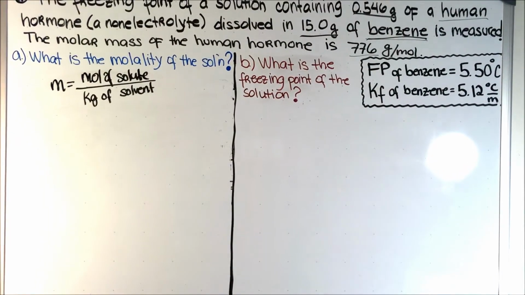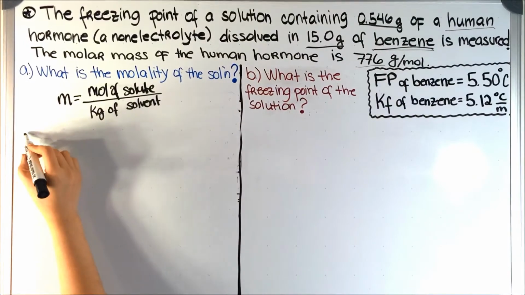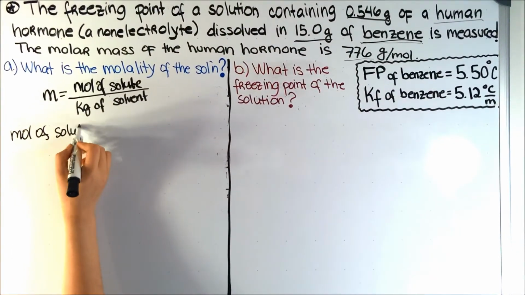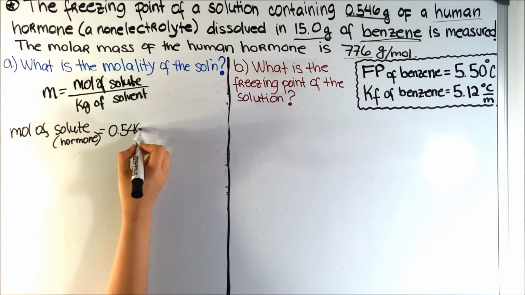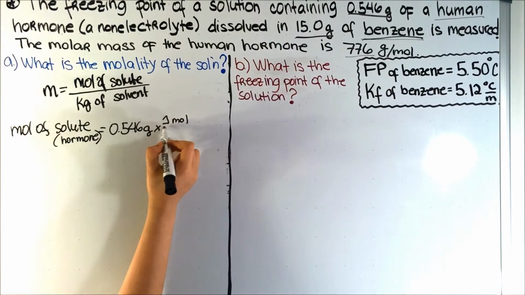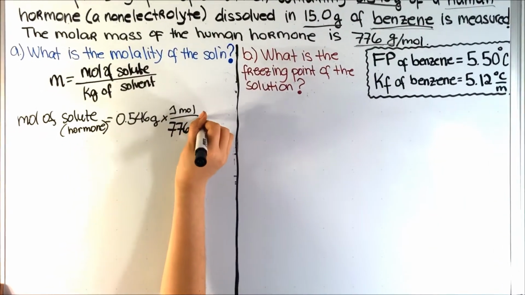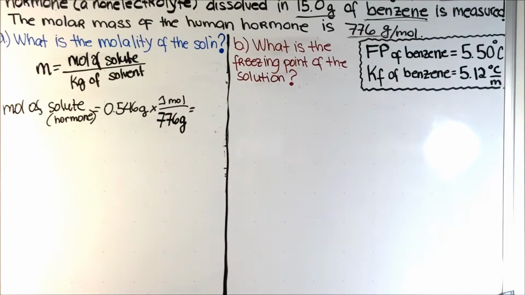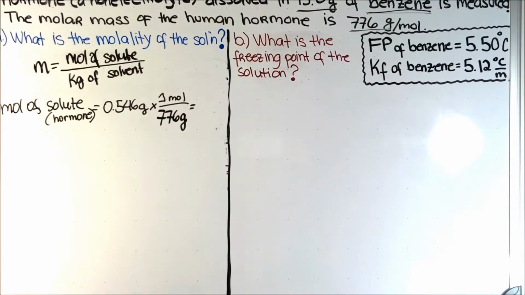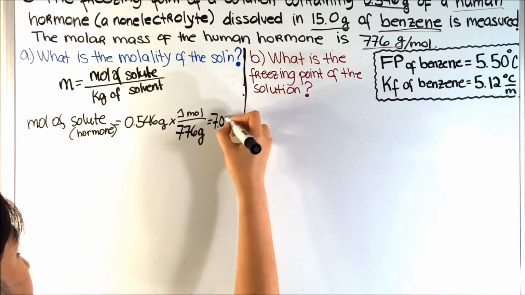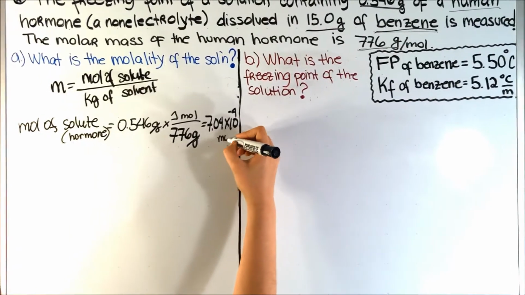The solute in this problem is going to be the human hormone, which is given to us as 0.546 grams. So we just need to convert grams to moles. To do that, we can write moles of solute, which is the hormone, and take 0.546 grams times 1 mole divided by the molar mass of the human hormone, which is 776. So just plug that in on our calculator. 0.546 divided by 776 is going to equal 7.04 times 10 to the negative 4. And then the grams will cancel out and we're left with moles. So that's moles of the hormone.